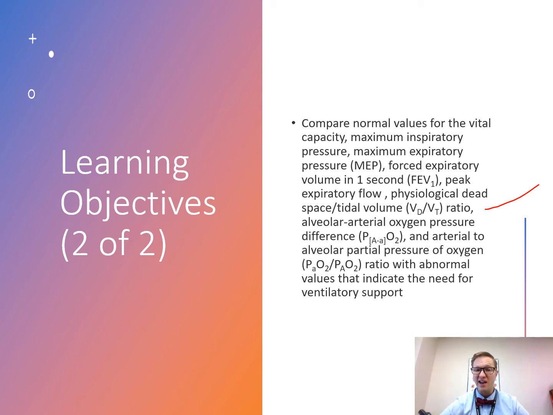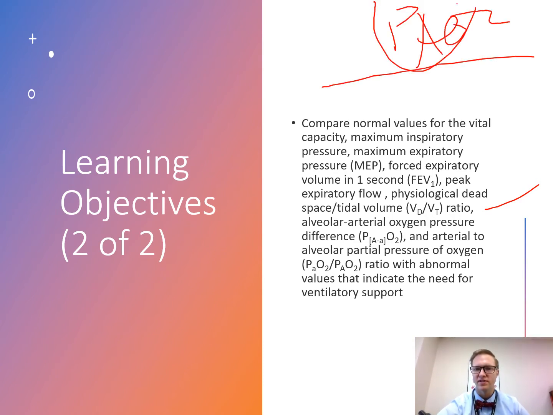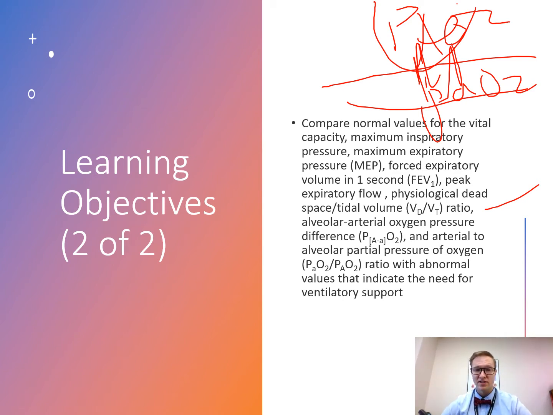So PAO2, so what's inside the alveoli? So PAO2 versus what's in the artery? PaO2. Right, and we're looking at diffusion here, right? That's the big difference there is diffusion. So the A-a gradient or a/A ratio or the PF ratio even will look at diffusion of gas into the lungs. So that's something that we're going to pay attention to.